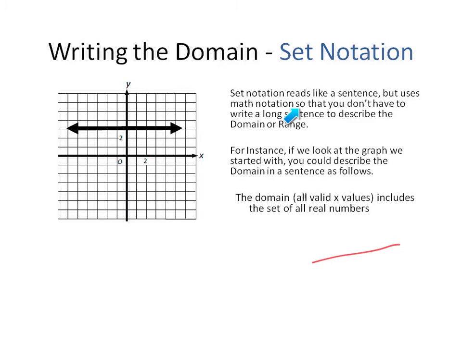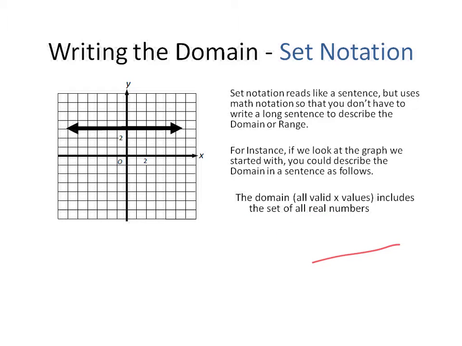Set notation reads like a sentence but uses math notation so you don't have to write a long sentence to describe the domain and range. For instance, if we look at the graph we started with, you could describe the domain in a sentence as follows. The domain, all valid x values, includes the set of all real numbers.